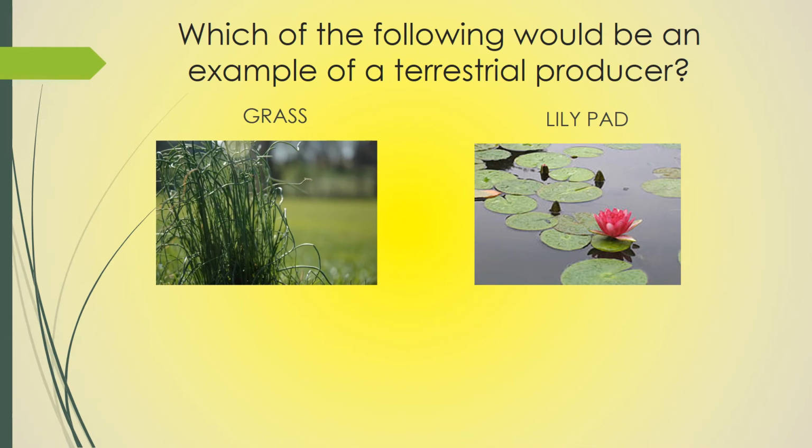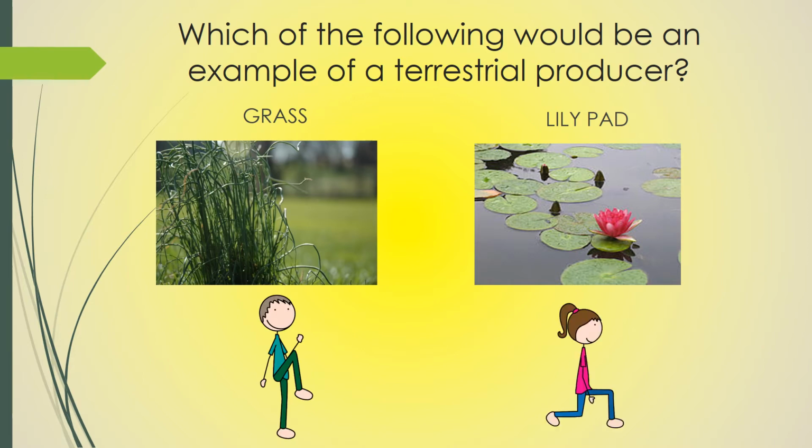Here's our first question. Which of the following would be an example of a terrestrial producer? Is it grass or lily pad? If you believe that grass is the correct answer, you will stand up and do cross crawls. If you think it's lily pad, you will stand up and then do lunges. Ready? Go.